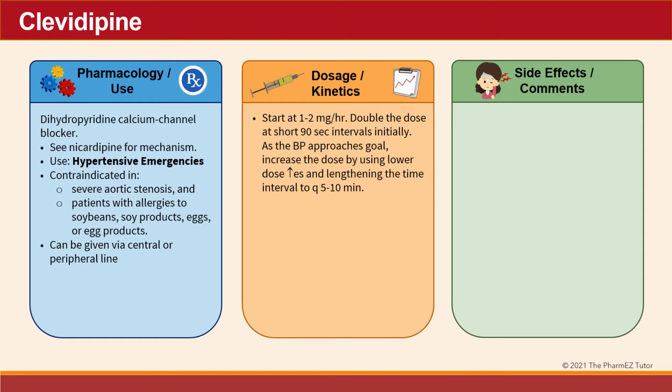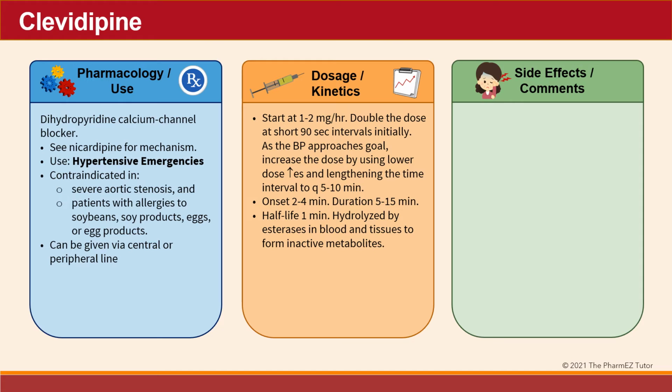The dosage is started at 1 to 2 mg per hour. We can double the dose at short 90-second intervals initially. As the blood pressure approaches goal, we can increase the dose by using lower dose increases and lengthening the time interval to every 5 to 10 minutes. The onset of clevidipine is pretty fast, 2 to 4 minutes, with a duration of 5 to 15 minutes and a half-life of 1 minute. The drug is hydrolyzed by esterases in the blood and tissues to form inactive metabolites.